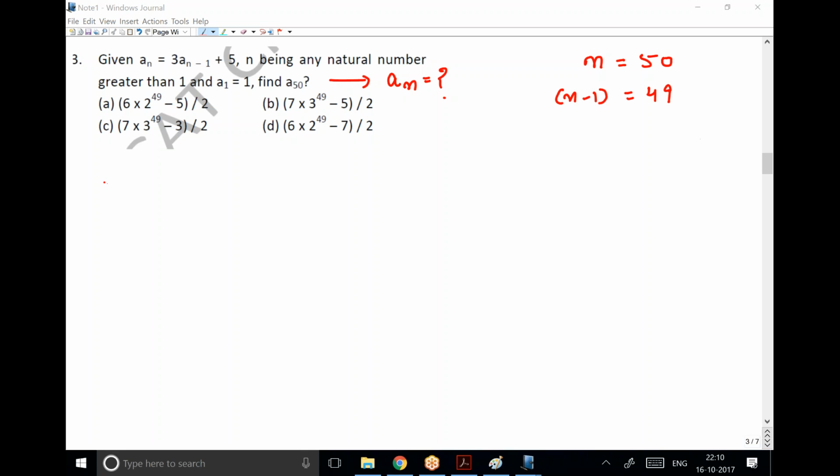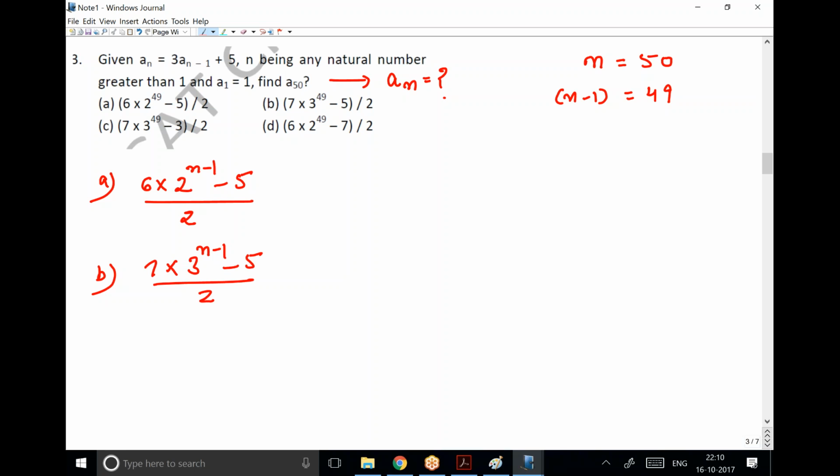So you can see your answer option A first. Answer option A we can write down as 6 into 2 to the power n minus 1 minus 5 by 2. Answer option B has to be 7 into 3 to the power n minus 1 minus 5 by 2. Answer option C has to be 7 into 3 to the power n minus 1 minus 3 by 2. These are our answer options converted.